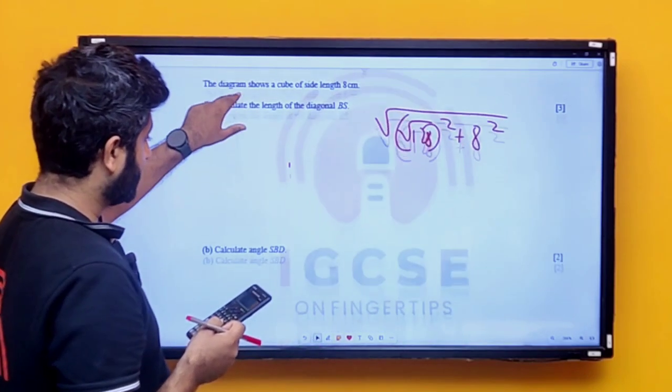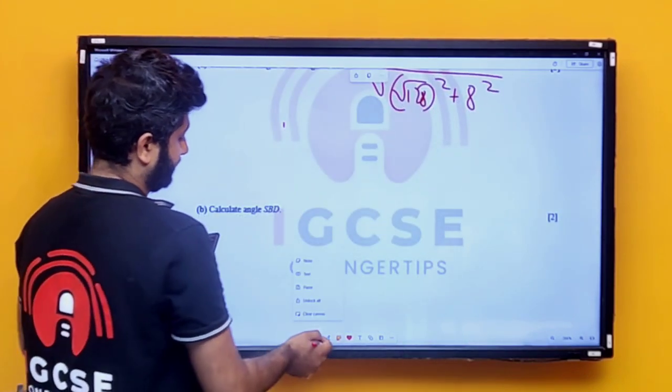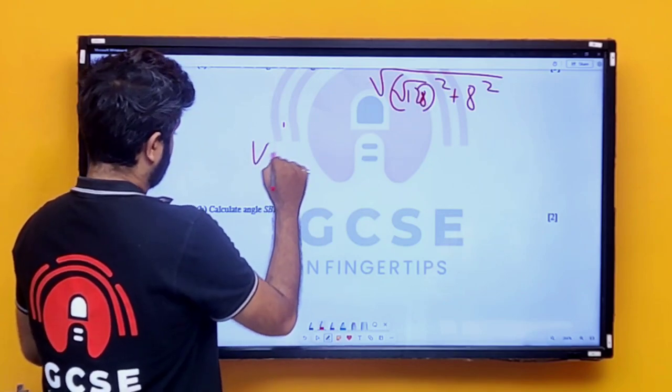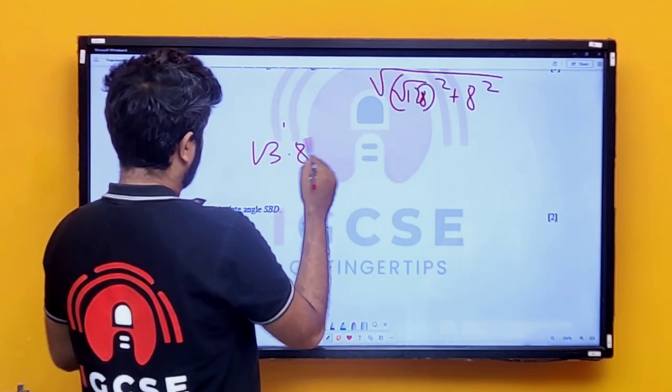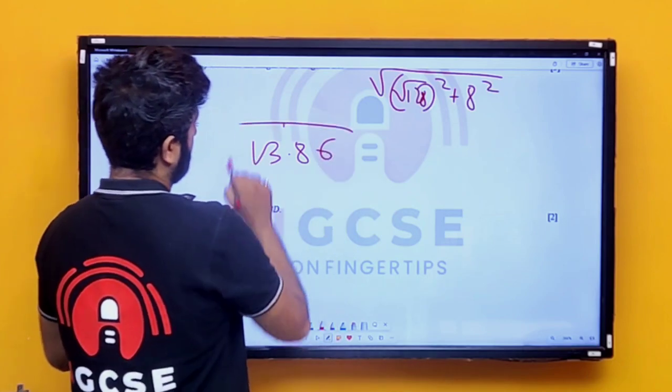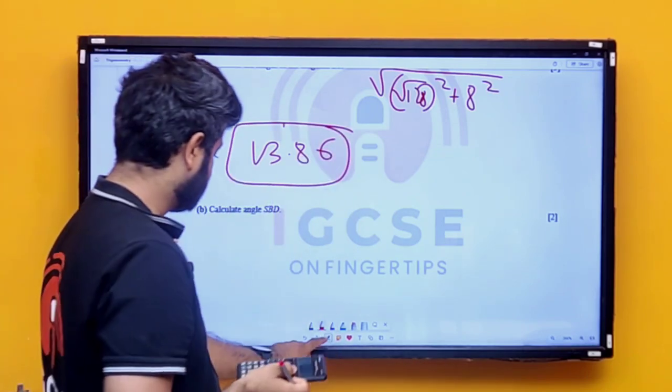8 root 3 can also be written as 13.85. The answer is 13.85 or 13.86 also. Or even you can write 13.9.